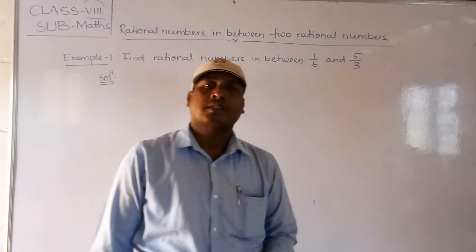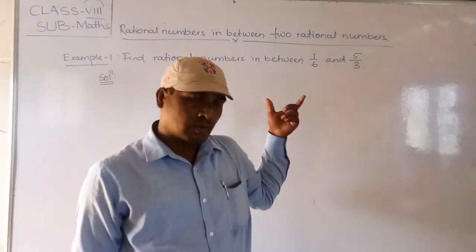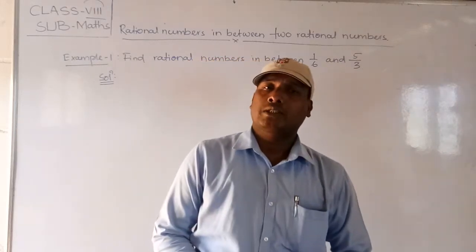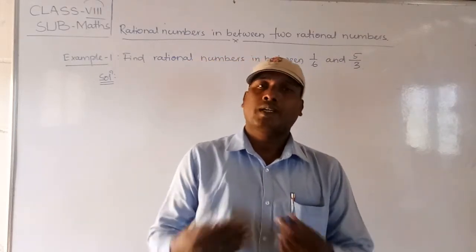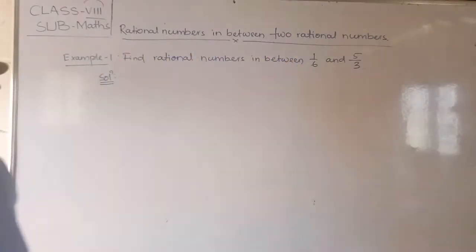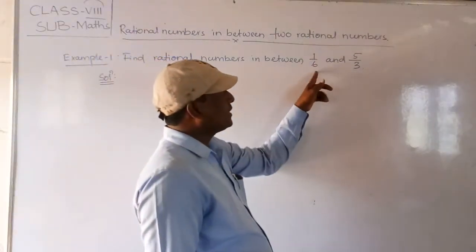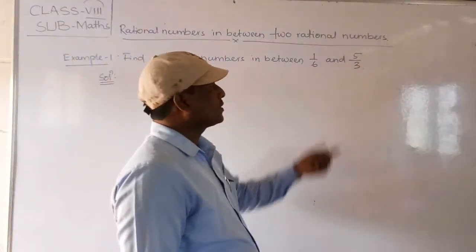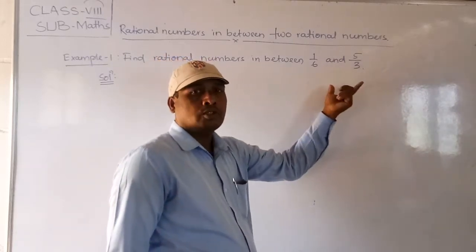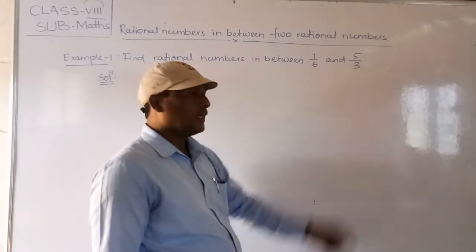First of all we will discuss the method with like denominators. Whatever rational numbers are given, you have to make the denominators alike, the same denominator. Then you can write them in order. So let us discuss and solve. Example 1: Find the rational numbers in between 1 by 6 and 5 by 3. Students, observe that here the denominators are not the same. So you first have to make them the same, then we can solve it.